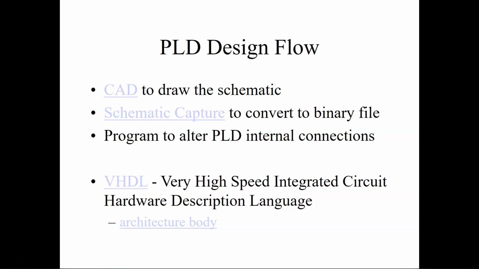So we use CAD to draw schematics. We have different things like schematic capture to convert binary files to alter a PLD's connections. And then we have integrated circuit hardware to make it all come together.